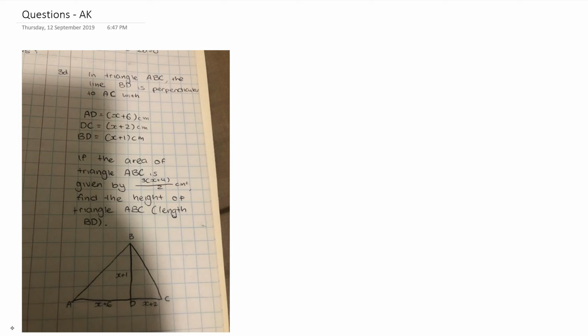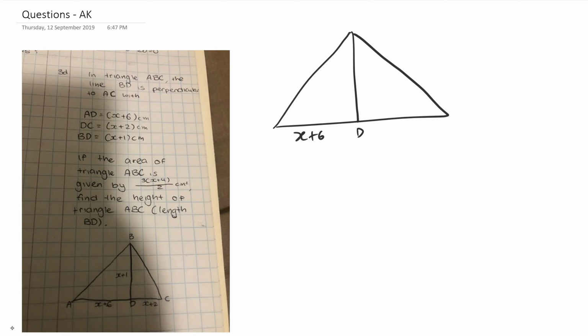Alright, let's get started with this question. We've got a triangle, and I don't know if you can see the question properly with the lighting, but this is what it looks like. We've got AD, which equals x plus 6, then x plus 2 is DC, and BD is x plus 1. We've been given the area, which is equal to 3 times x plus 4 over 2, and we've got to find the height. So what we're looking for is the distance of BD.